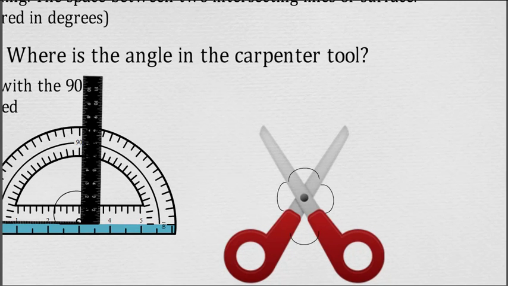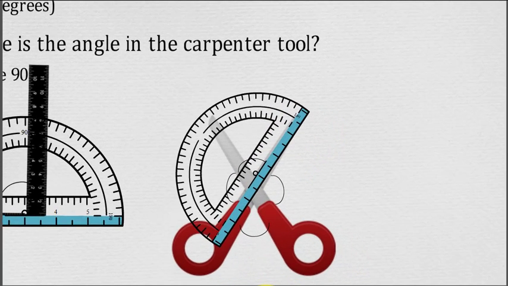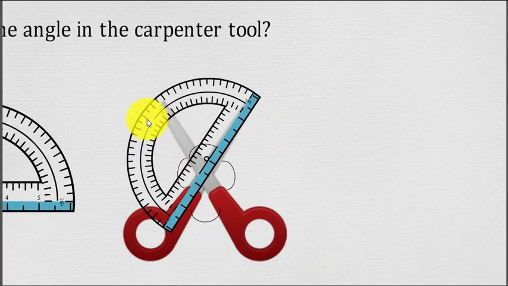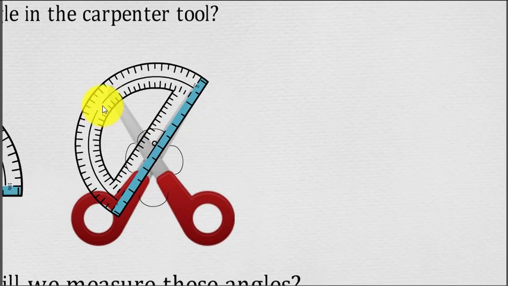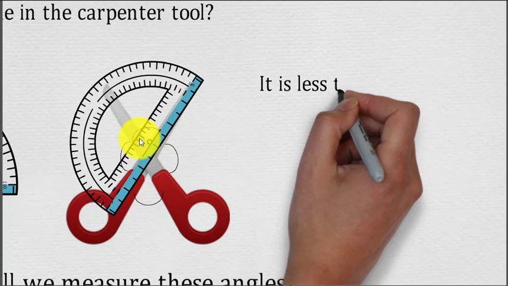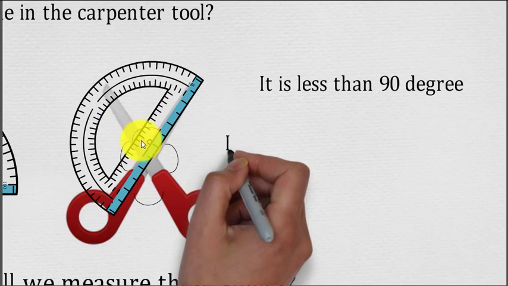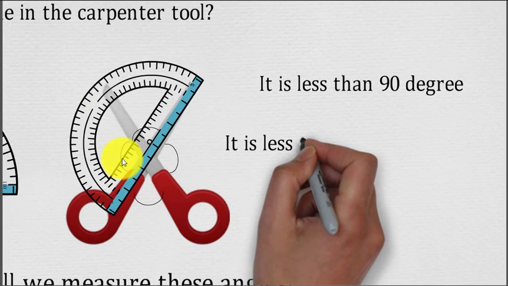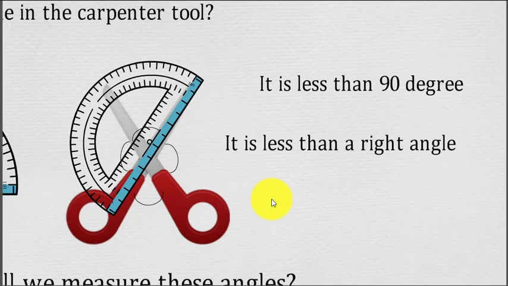Okay, now if we measure this one, if we put it here at the angle, we will have another answer, is it not? Yes, this one is 90, is it not? Yes, so it does not reach 90. This angle does not reach 90, so it is less than 90 degrees. You can use your protractor also. So we can also call it less than a right angle.